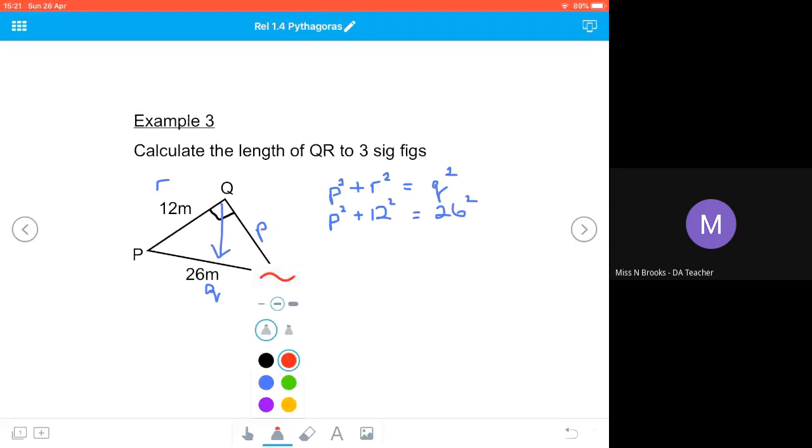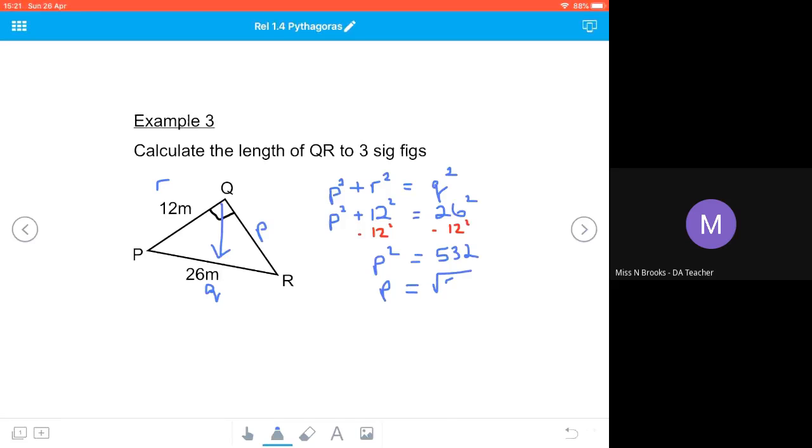I need to do some rearranging, so I'm going to take away the 12 squared from both sides. And so that gives me P squared equals 532. And if I wanted to leave it as an exact value, when I square root it, I can leave it as the square root of 532. However, if we look at the question, it's asking us to round to 3 significant figures.